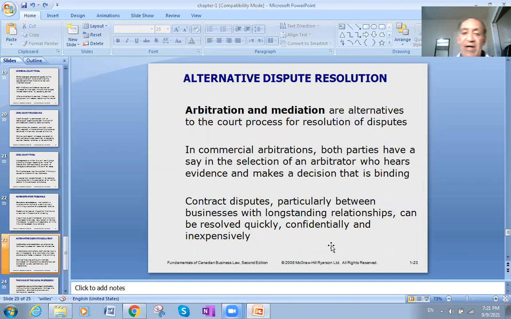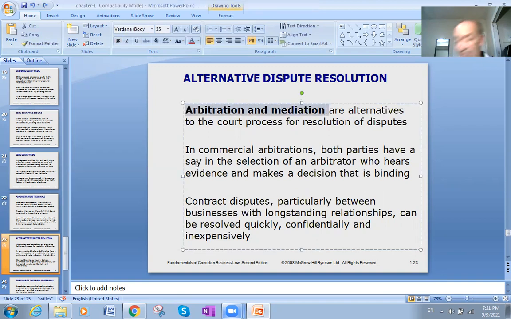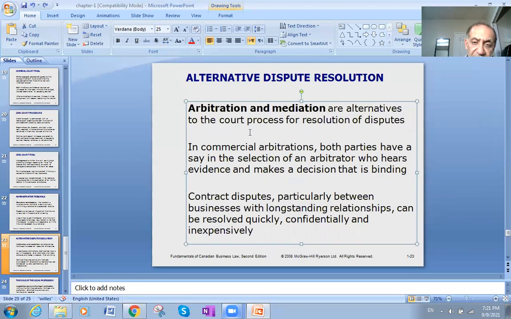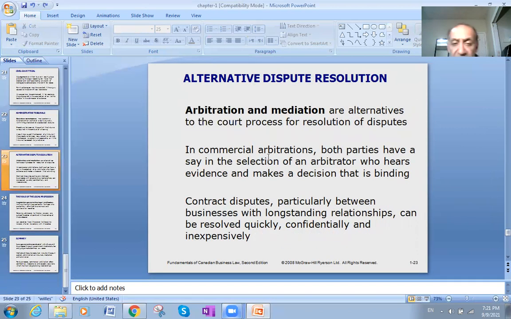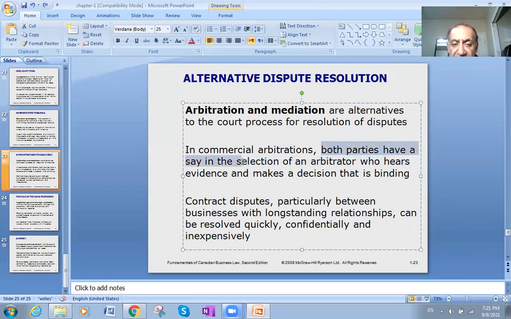The second point is arbitration and mediation. This is a kind of resolution for problems, an alternative to the court. So out of the court and out of the police stations and out of disputes in the courts, we can solve this problem away from the courts. It is an alternative process to the court's process for resolution of disputes. In commercial arbitration, both parties have a say in the selection of an arbitrator who hears evidence and makes a decision that is binding.